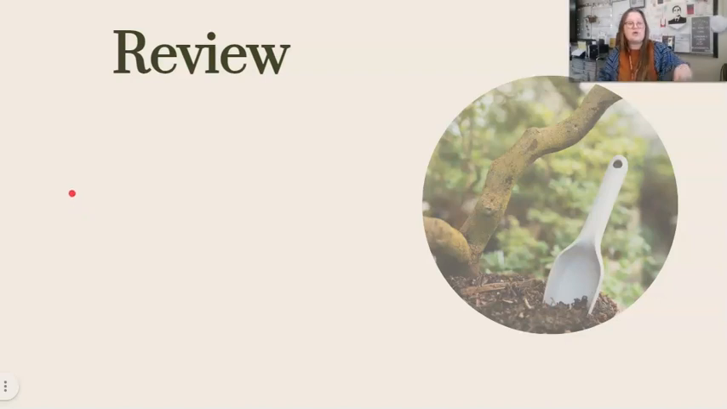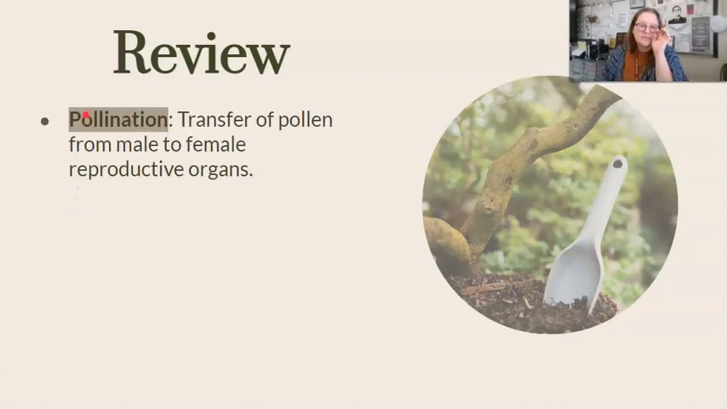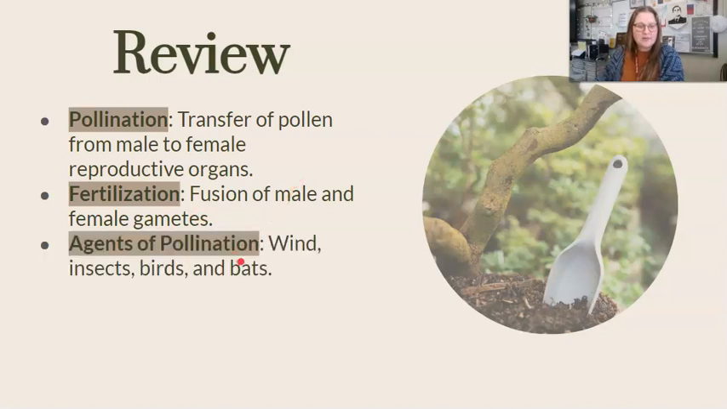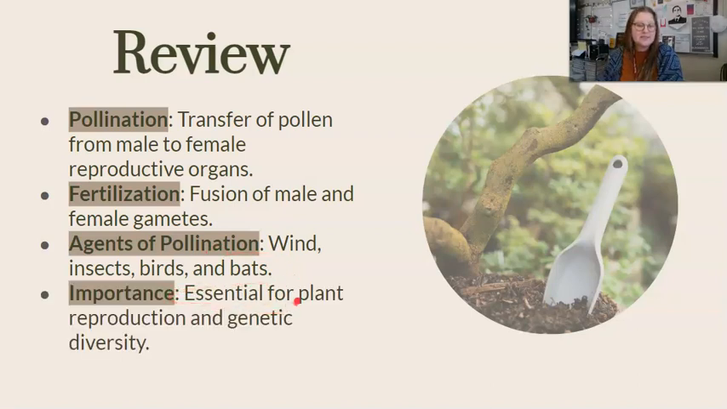All right, brief review of some of what we went over in this lesson. Pollination is the transfer of pollen from male to female reproductive organs. Fertilization is the fusion of male and female gametes. Agents of pollination could be wind, insects, birds, and bats. And it's essential for plant reproduction and genetic diversity.